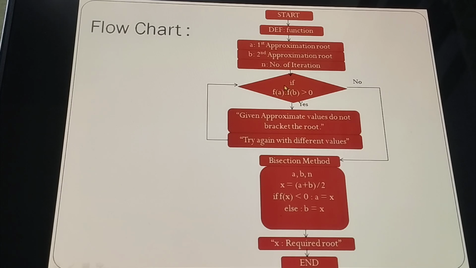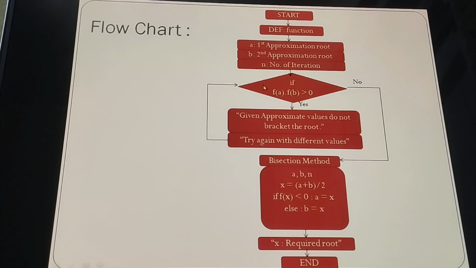Again we have to give the values of a and b, and it will check whether f of a into f of b is greater than 0 or not. This loop will continue until we get the desired result, that is, f of a into f of b less than 0. When f of a into f of b is less than 0, it means either f of a is negative or f of b is negative.